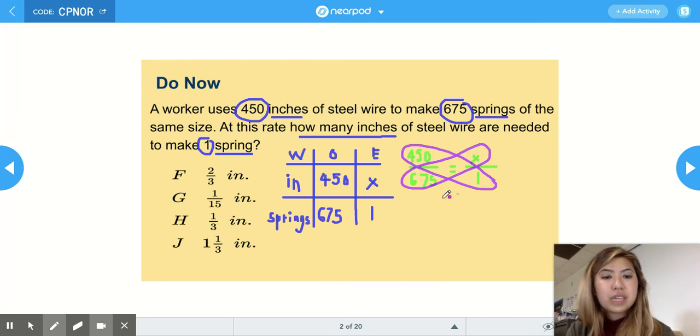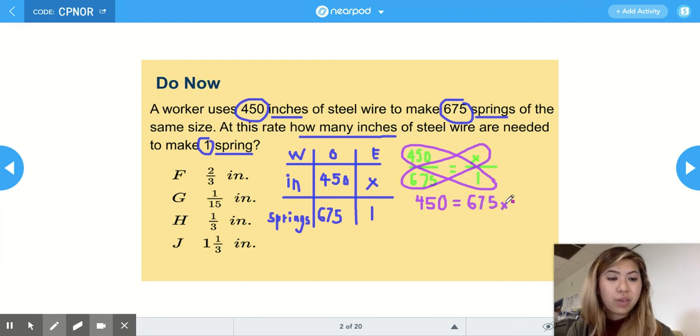So 450 times 1 is 450. 675 times x is 675x. And we want to get the x alone. We want to find the value of x. So we're going to have to move this 675 to the other side. To do that, we have to do the opposite operation. Right now, we're multiplying 675 by x, and the opposite of multiplying is dividing. So we're going to divide by 675 on both sides.